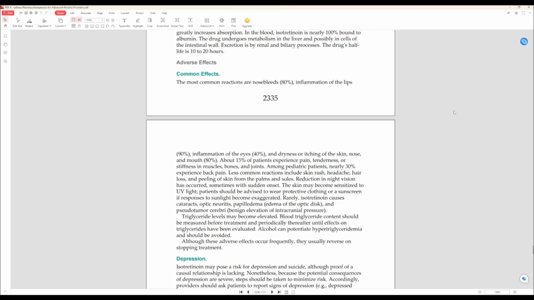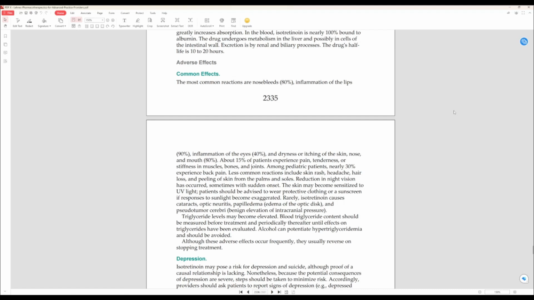Less common reactions include skin rashes, headaches, hair loss, and peeling of the skin from the palms and soles. Reduction in night vision has occurred, sometimes with sudden onset. The skin may become sensitized again to UV light, so patients should be advised to wear protective clothing or sunscreen if responses to sunlight start to become exaggerated. Rarely, isotretinoin causes cataracts, optic neuritis, papilledema, and pseudotumor cerebri.